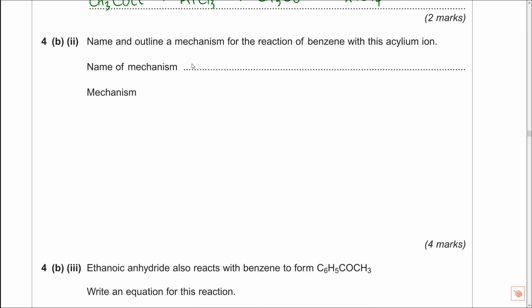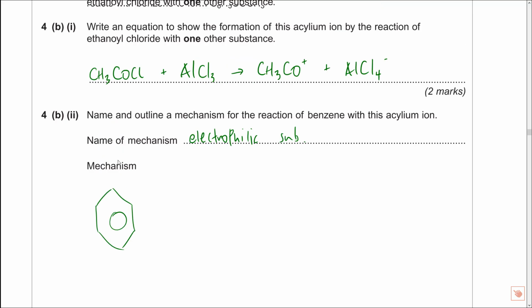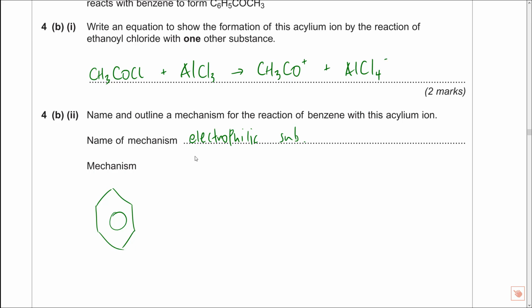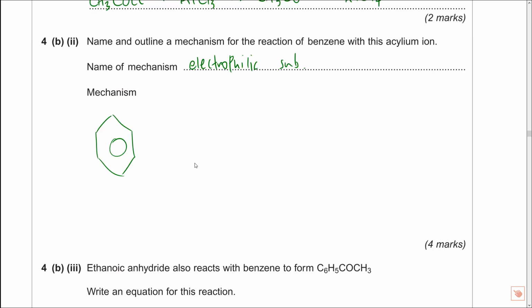Name of mechanism here, so the name of the mechanism is acylium ion electrophilic substitution. That's not how you would normally write that, but anyway. The mechanism is exactly the same as before. I will just check, I know it's going to be benzene, but is it a weird one? No, it just reacts with standard old benzene. So, same as before, CH3 there, touching there.